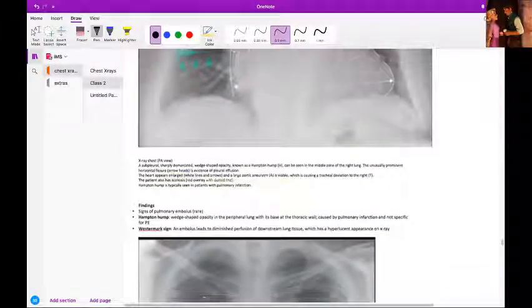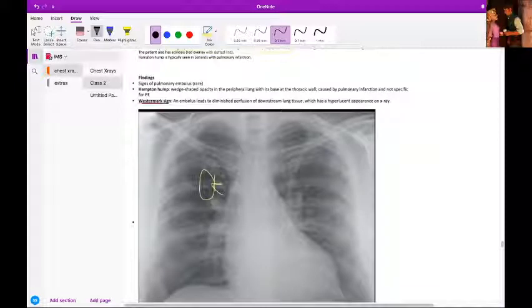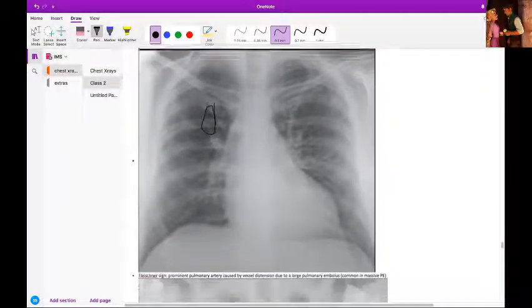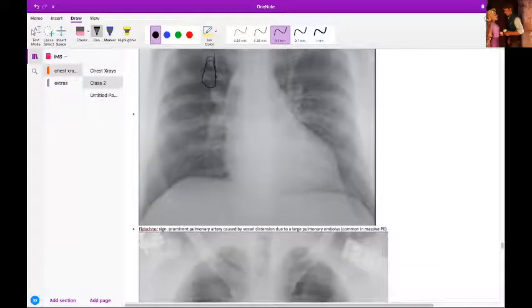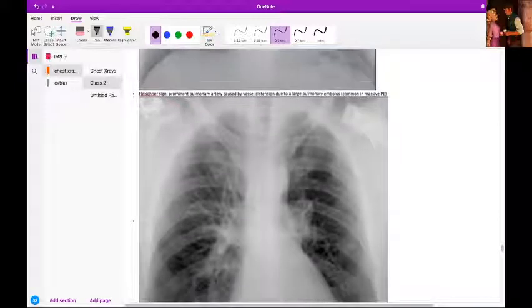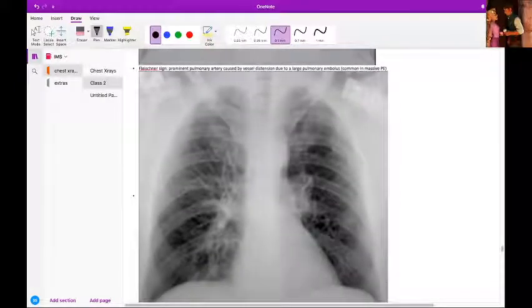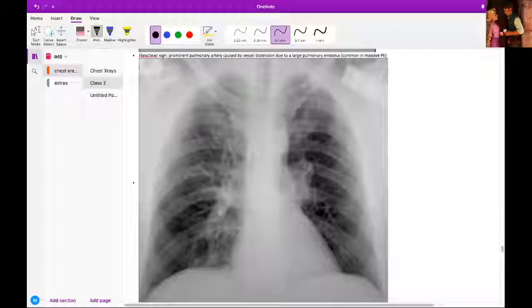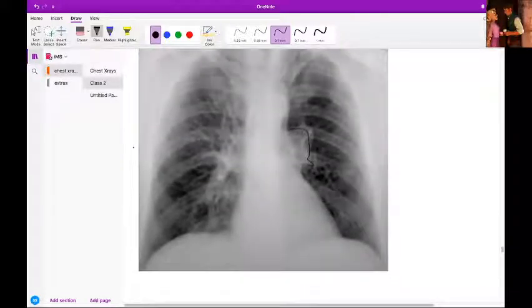Okay, and then there is something called Westermarck sign. Westermarck sign is an area of increased translucency downstream to the pulmonary embolism. So if you can see, there's increased translucency in this area. That is Westermarck sign. Then Fleischner sign, I don't think these signs are so important, but I'm showing this. Fleischner sign is a prominent pulmonary artery because of vessel distension due to a pulmonary embolism.